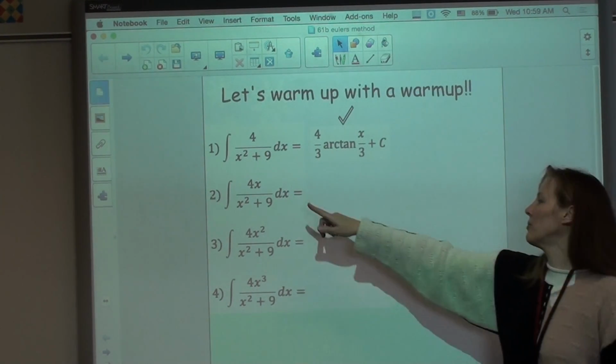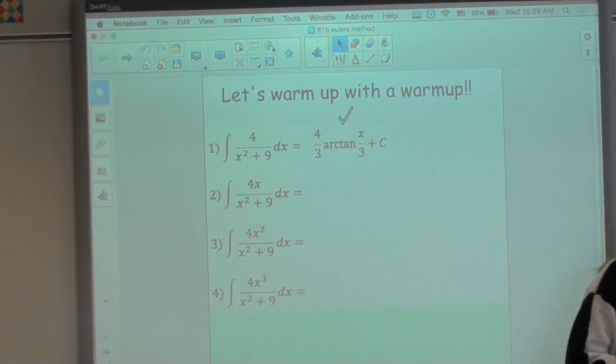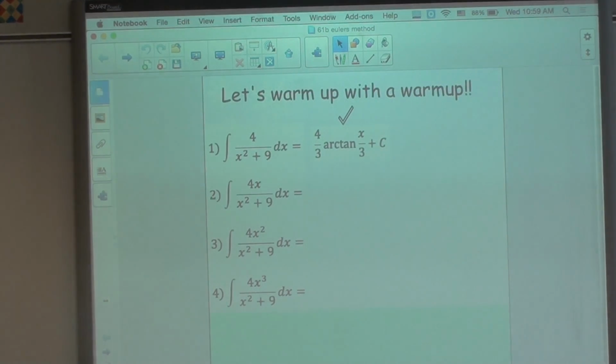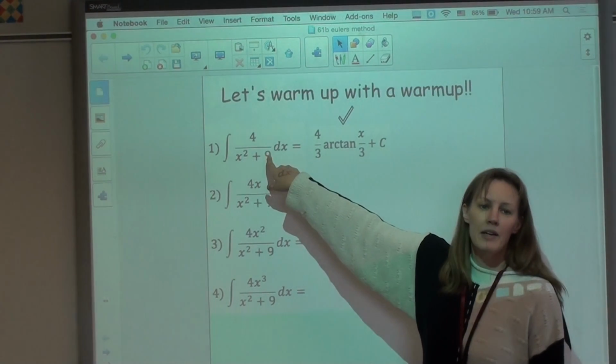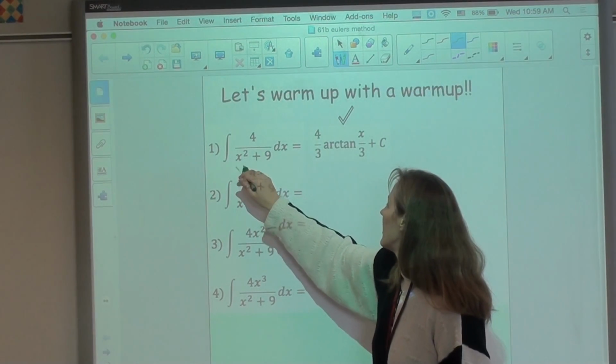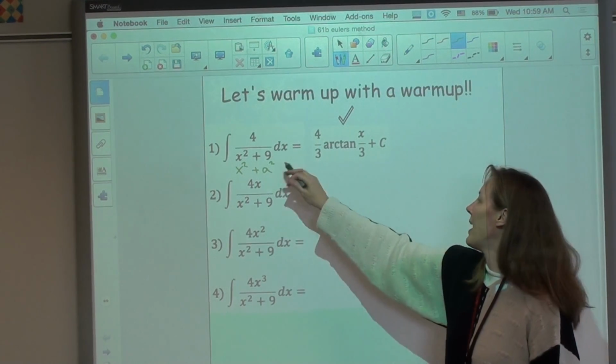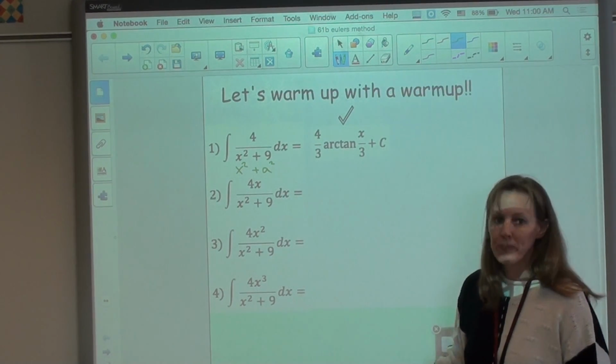Okay, the next one, when you have an x over an x squared, what method? Oh, yes? Would it be 4 9? You take the square root of what's here, that's your a value. So if you think of this as x squared plus a squared, then it's the a that goes up front, not the a squared. Yep.